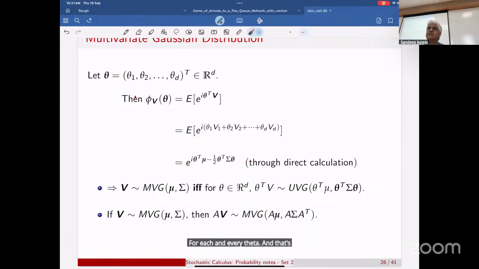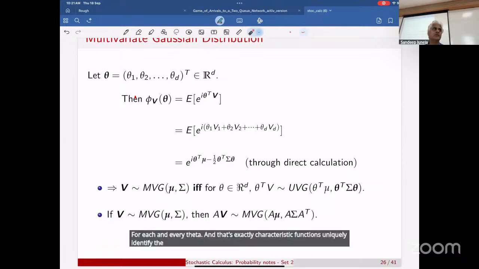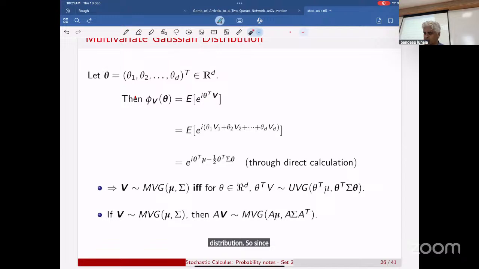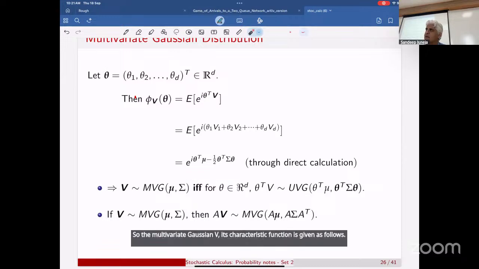And that's exactly it: characteristic functions uniquely identify the distribution. So since this vector has the same characteristic function as a multivariate Gaussian, its joint density function must be multivariate Gaussian. So is this kind of clear? We know that this is univariate Gaussian, right? Hence, the MGF of this and the characteristic function of this must have the following form, because for a univariate Gaussian, it's I times the mean minus half times the variance. So this must be true, and this must be true for each and every theta.